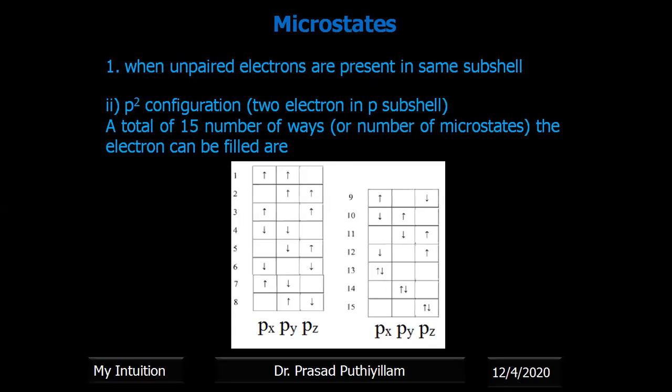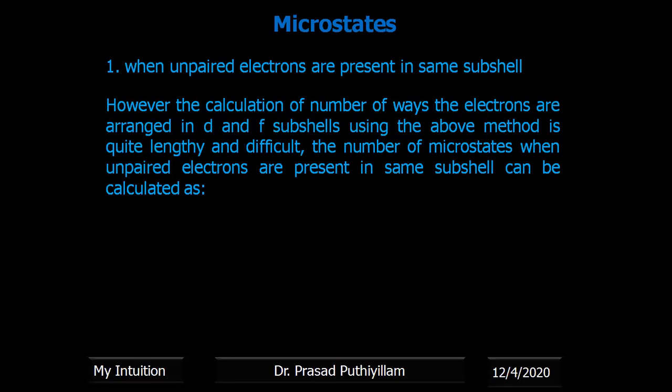In the case of the P2 configuration, if 2 electrons are there in the P subshell, then there are 15 possibilities, or 15 microstates. However, calculating the number of ways the electrons are arranged in D and F is harder. With the case of P1 and P2, it is easy: 6 to 15 we can write, and we can check how the microstates are there.